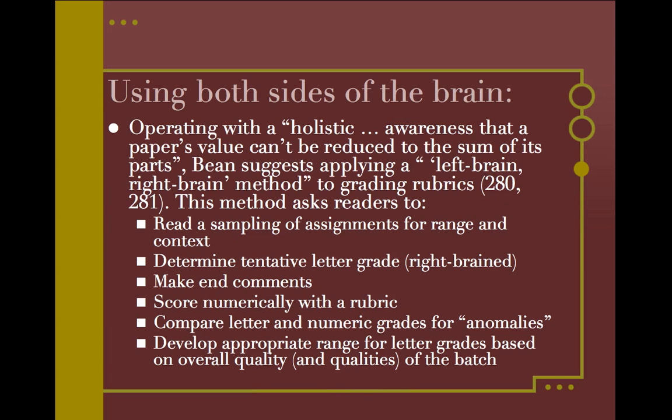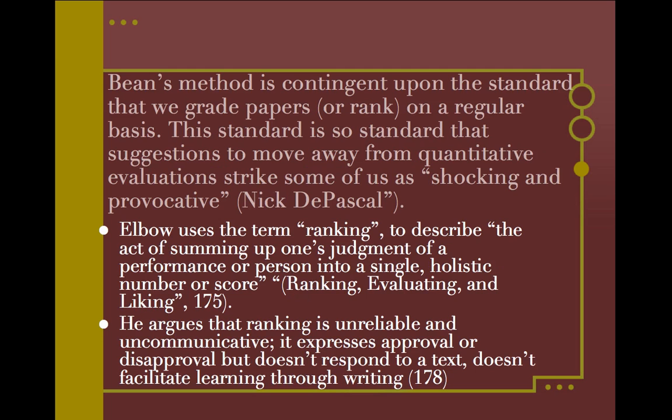Keeping the person who wrote the words in mind, Bean offers a thorough evaluation system that aims chiefly toward fairness. Operating with a holistic awareness that a paper's value can't be reduced to the sum of its parts, he suggests applying a left brain, right brain method to grading rubrics. Bean's method is contingent upon the standard that we grade or rank papers on a regular basis. And this standard is so standard that suggestions to move away from it strike some of us, even some of us in 537, as shocking and provocative.